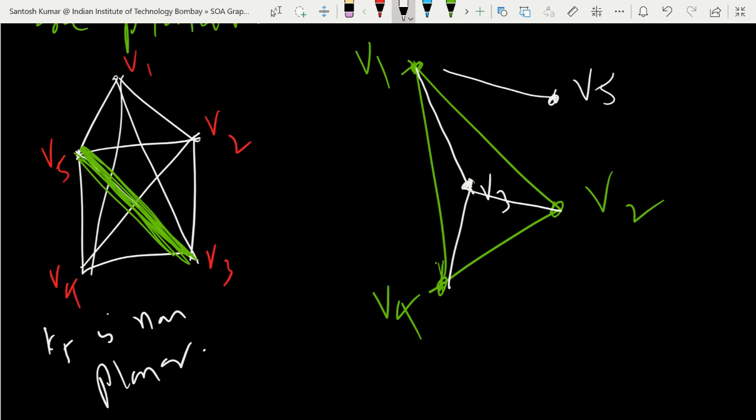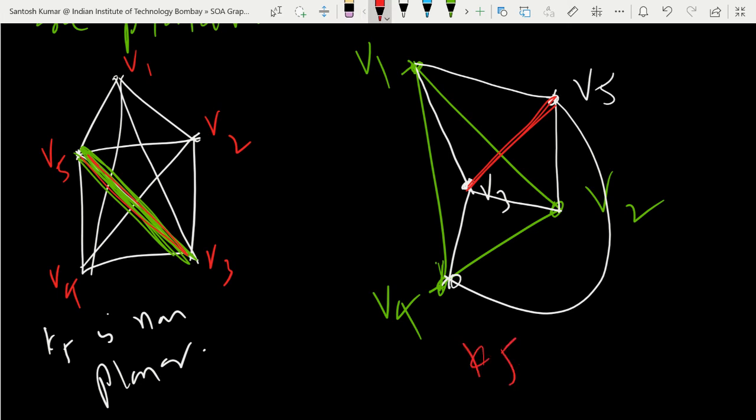V5 has an edge with V1, an edge with V2 and an edge with V4. And you said to delete V5, V3, so we remove this edge, V5, V3. If you join V5, V3, this is again K5. But if you delete that, this is a subgraph after deleting one edge, and that edge is V3, V5. You see, this is a planar graph.